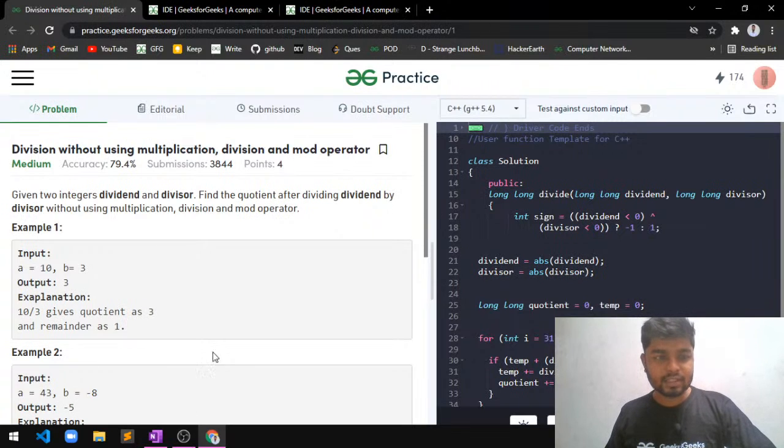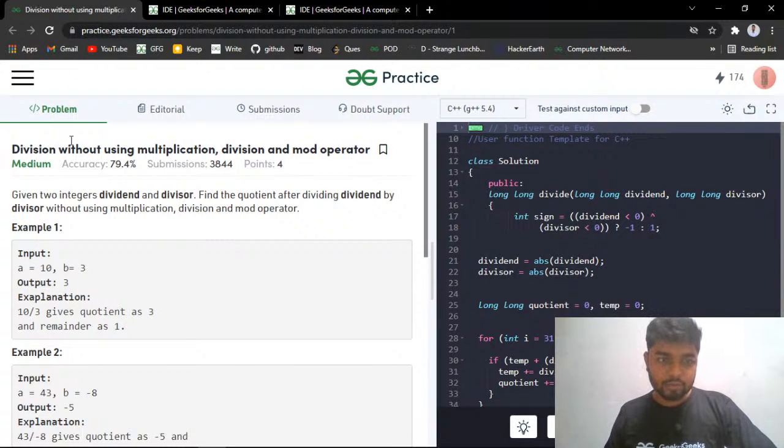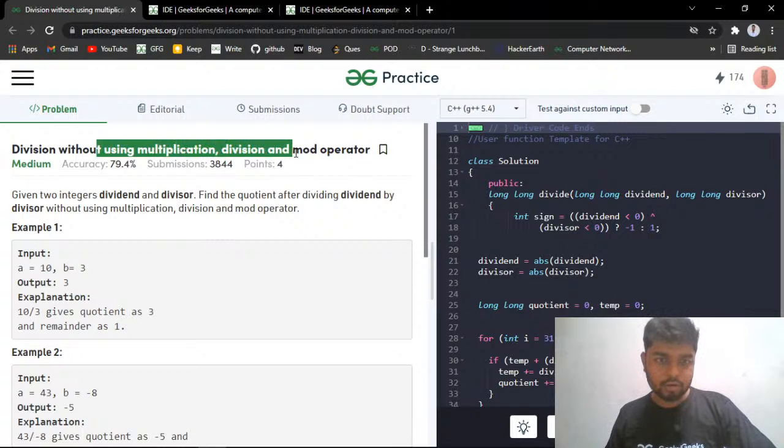So today we'll be discussing this problem named division without using multiplication, division or mod.